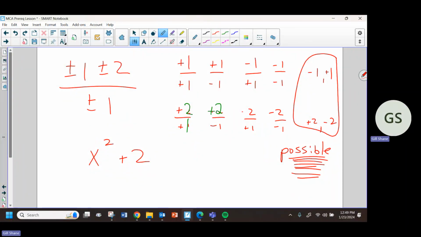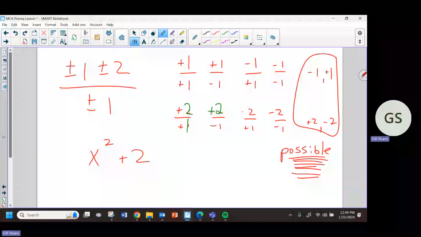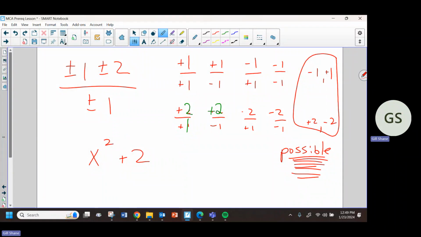Because again, if it's a rational zero, then the y value will be 0 when we plug it in. Right? That's where it hits the x axis. So on the x axis, y is 0. So we would plug it in and see if we get 0. So it makes it the answer for the y.